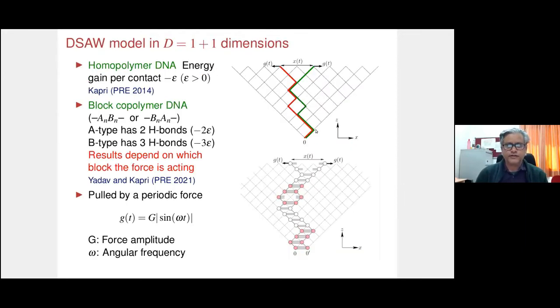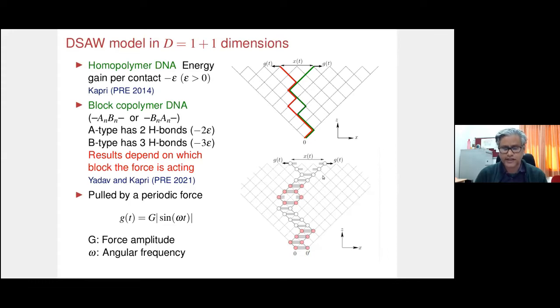Then we use two particular models. One model is the same homopolymer DNA model which I just explained earlier, for which the exact solution is known. In this case, instead of a constant pulling force, we apply a time dependent force given by g|sin(omega t)|, where g is the force amplitude and omega is the angular frequency. Whenever there is a contact between the two strands, there is a contact energy epsilon.